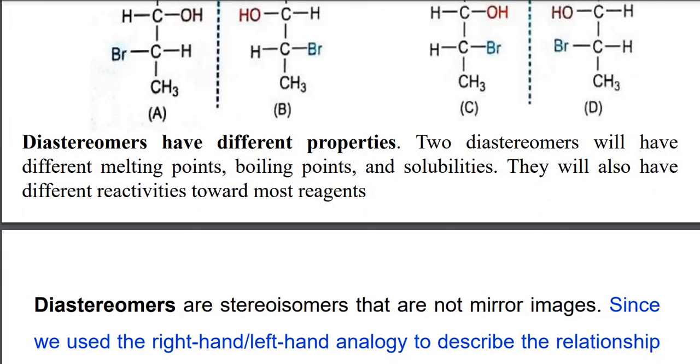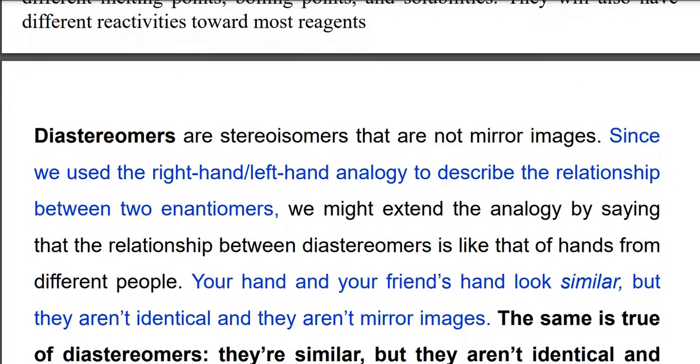You can see diastereomers have different properties. Two diastereomers will have different melting points, boiling points, and solubilities. They will also have different reactivity toward most reagents.